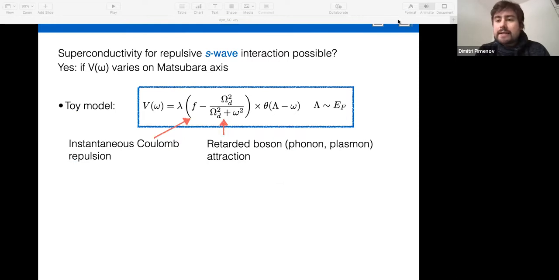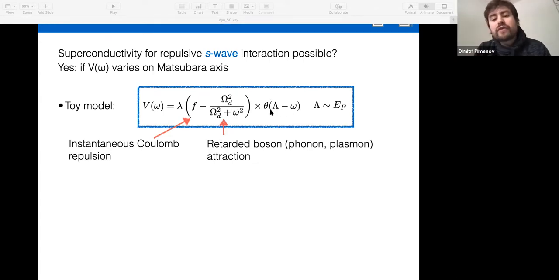And the answer is yes. That's possible if the interaction changes as a function of frequency transfer, so on the Matsubara axis. So we're going to look at the following toy model, where we have an interaction which is a function of the frequency and consists of two parts. First of all, there's an instantaneous Coulomb repulsion, just a repulsive interaction between electrons coming from Coulomb. And then there's an attractive part corresponding to an interaction mediated by some retarded boson, for instance a phonon or a plasmon.